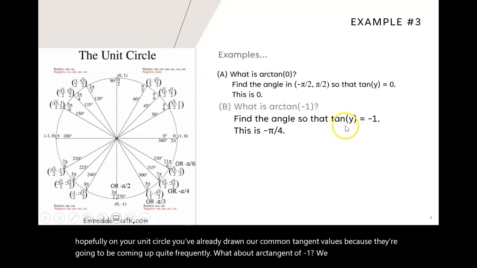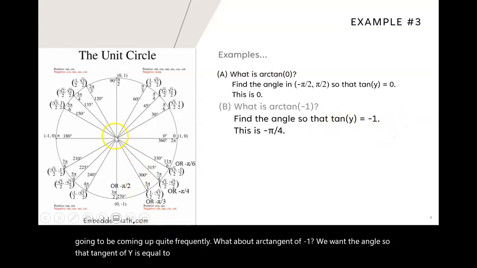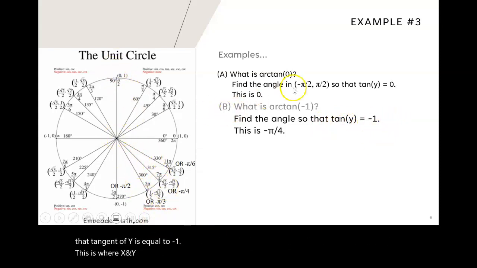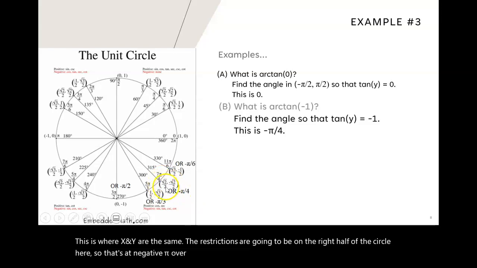What about arc tangent of -1? We want the angle so that tangent of y is equal to -1. This is where x and y are the same. The restrictions are going to be on the right half of the circle here. So that's at -π/4, where x and y are the same values, but one's negative and one's positive.